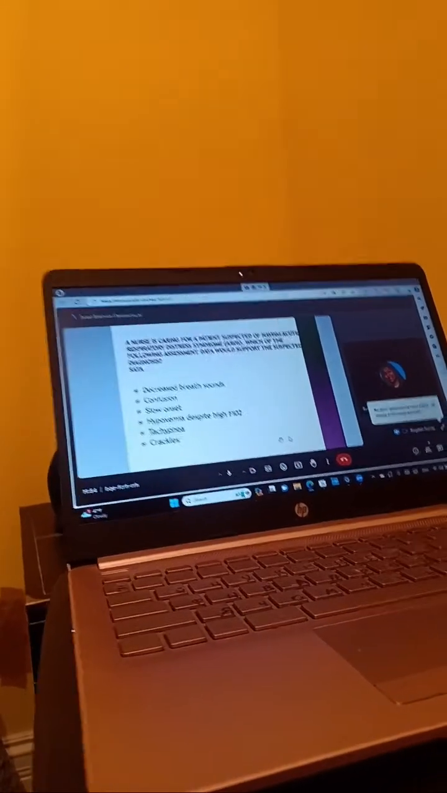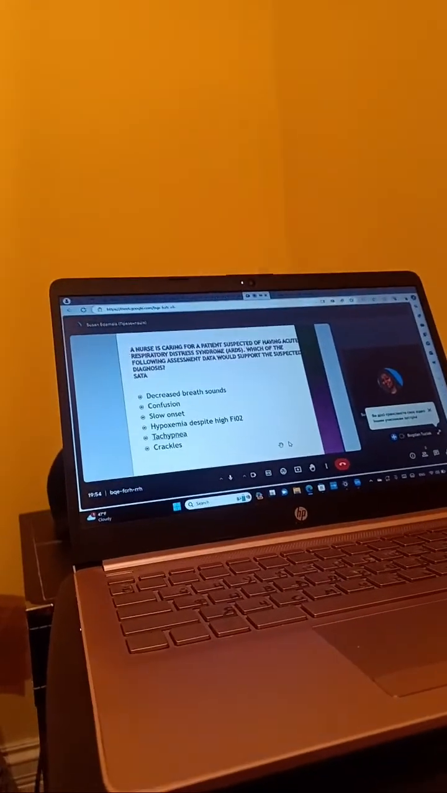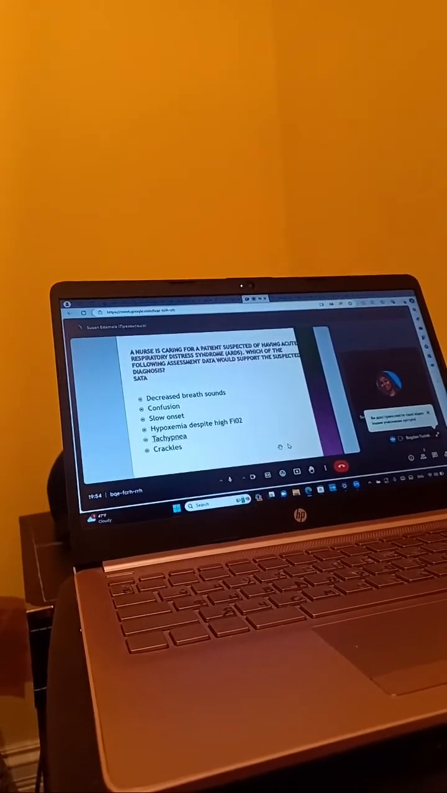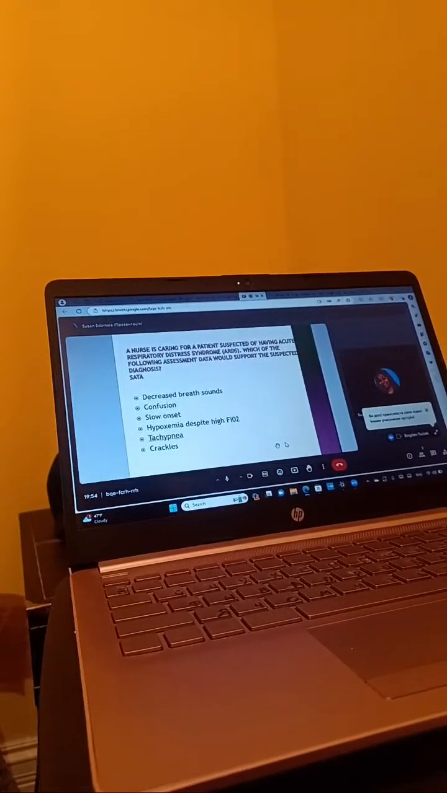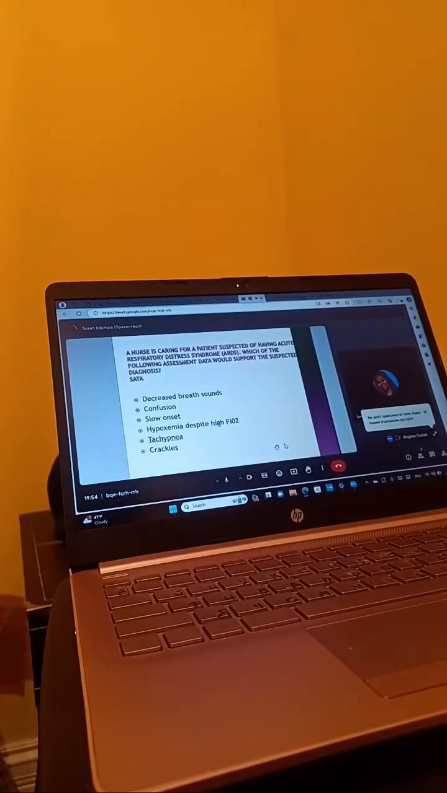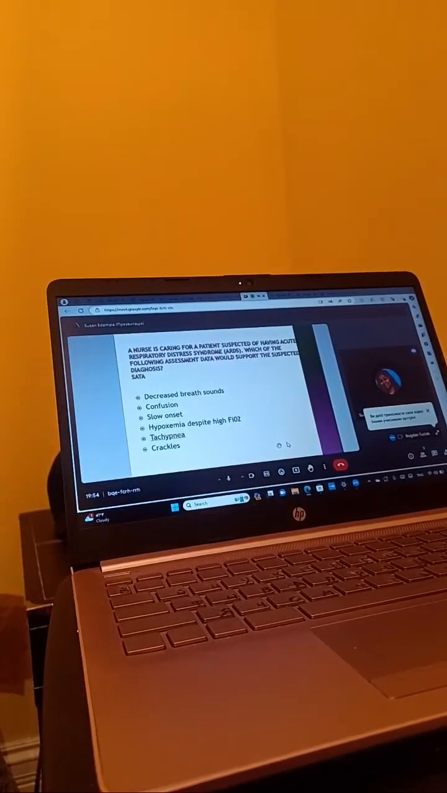So which symptoms will be good for the acute respiratory distress syndrome? Sudden breathing difficulty is what we call acute respiratory distress syndrome. The cause could be anything: COPD, asthma, pneumonia. But suddenly the patient is not able to breathe properly and requires a BiPAP or a ventilator or something.